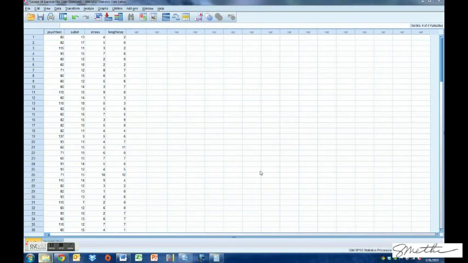Okay, welcome. This is a very brief lesson on how to interpret output for bivariate correlation and multiple linear regression in SPSS. This is supposed to be a very simple, straightforward lesson, really just walking through the most basic types of analyses that can be performed in SPSS.